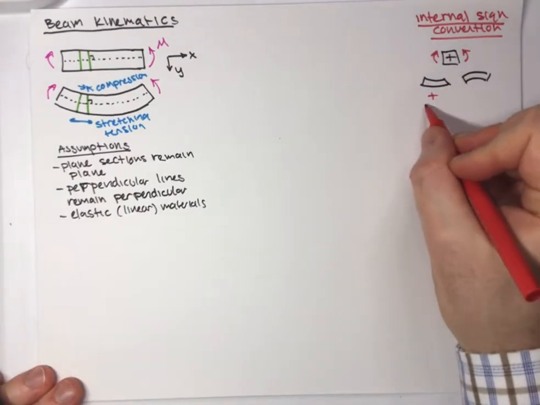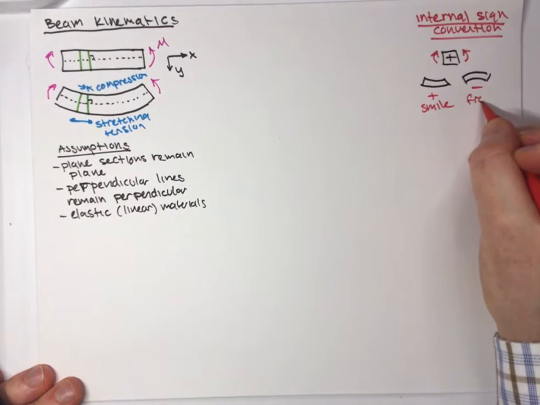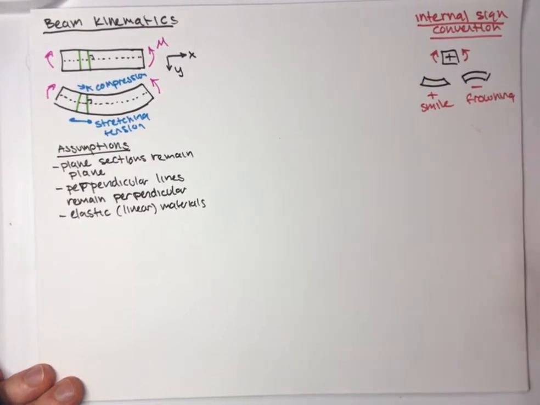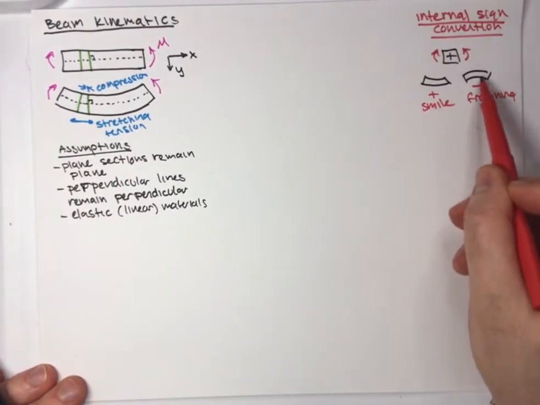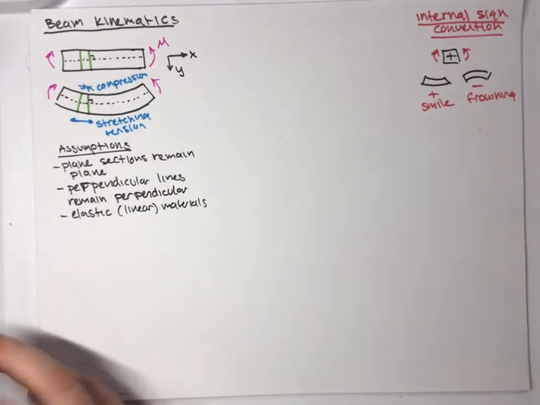So that's going to be positive. Again, the beam's smiling. That's a negative. The beam's frowning. And so if you can remember those two, you should be good in terms of the internal signs.